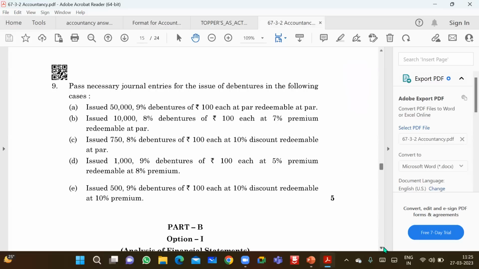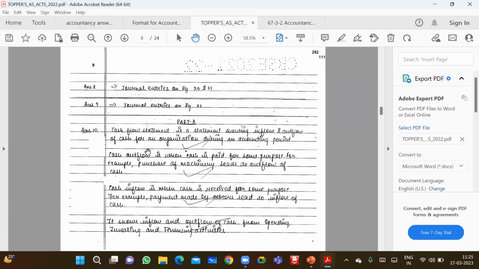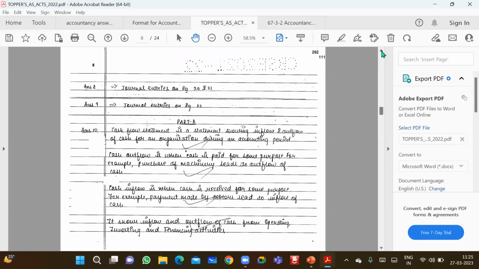And now after this, question number 10, what is meant by cash flow statement? This question has to be attempted on the rule sheet. So on the rule sheet, the answer has been given. The answer is quite lengthy. This answer could be reduced.